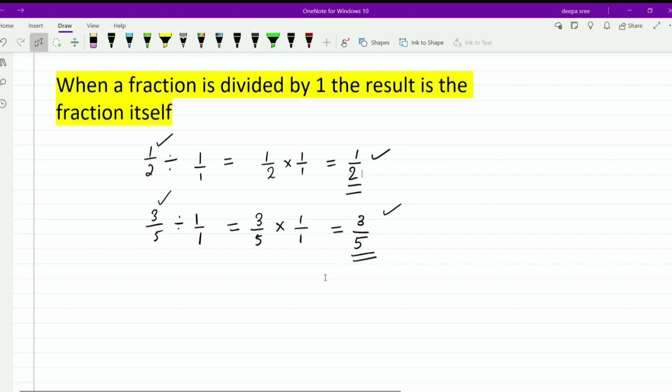Question number 4, fill in the blanks. Please do question number 4 yourself.